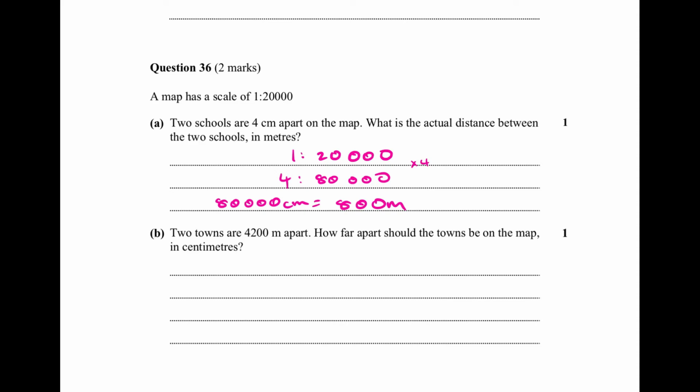2 towns are 4,200 meters apart. How far apart should the towns be on the map in centimeters? So once again, we've got 4,200 meters. I'm going to represent that in centimeters. So if I'm going to use the ratio of 1 to 20,000, put an extra 0 by me. I now want to express 420,000, and what is that equivalent to in centimeters on a map? So I asked myself, well, how did 20,000 become 420,000? And that means I needed to multiply by 21. So multiply the other side by 21. So therefore 21 centimeters on the map.